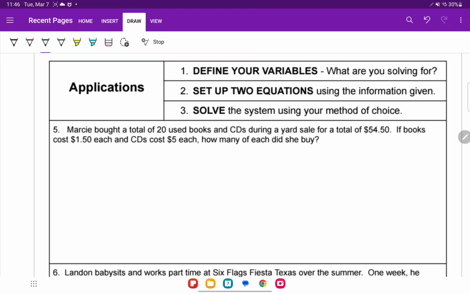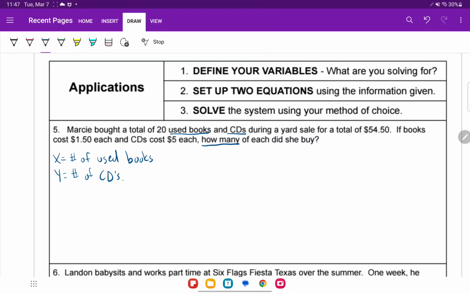Number 5, it says, Marcy bought a total of 20 used books and CDs during a yard sale for a total of $54.50. If books cost $1.50 each and CDs cost $5 each, how many of each did she buy? So how many is first off what we're looking for. That's like number of. And what we're talking about here are used books and CDs. So for X, I'm going to say X is the number of used books. And for Y, we're going to say it's the number of CDs.